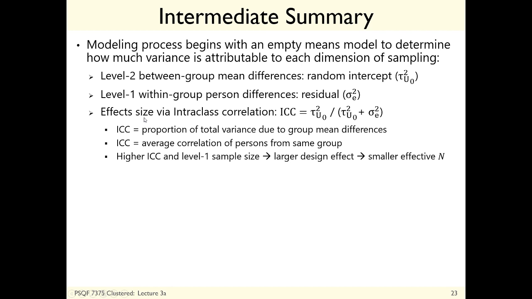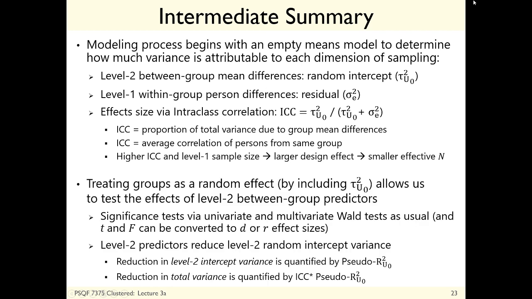So, intermediate summary then. The modeling process for multilevel data always starts with the empty model. You've got to figure out if you have school level differences or group level differences before you can go and explain them. You want to quantify how much you have with the intraclass correlation. Testing groups as a random effect then allows us to put in group level predictors and see how much of the group variance we can explain. And we can describe that in a multitude of different ways.